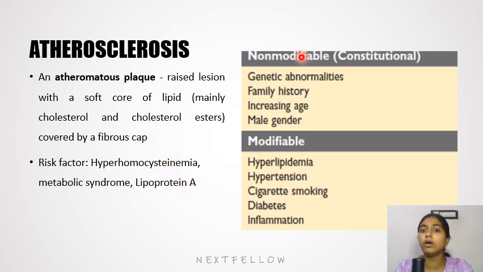It can be of non-modifiable and modifiable risk factors. It involves genetic abnormalities, family history, increasing age and male gender, hyperlipidemia, which involves increase in LDL, hypertension as well as cigarette smoking, diabetes and inflammation. CRP is a most important inflammatory marker which has been associated with atherosclerosis. Other risk factors involve hyperhomocysteinemia, metabolic syndrome as well as lipoprotein A.